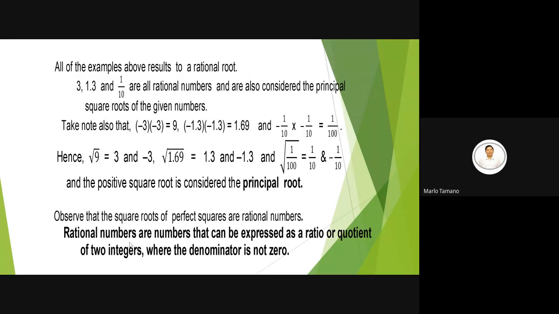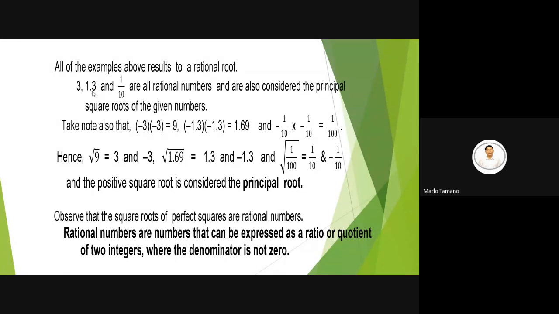Tandaan niyo yung sinabi ko sa inyo, when we say principal square root, ito po yung 3, 1.3, 1 over 10. Sila po yung tinatawag na principal square root of the given numbers. Now, what was the given number for 3 as a principal root? 9. So, the square root of 9, or the principal root of 9, is 3. How about 1.3? What was the given perfect square? 1.69 po. The principal root of 1.69 is 1.3. The principal root of 1 over 100 is 1 over 10.